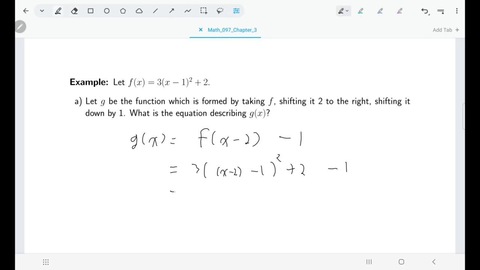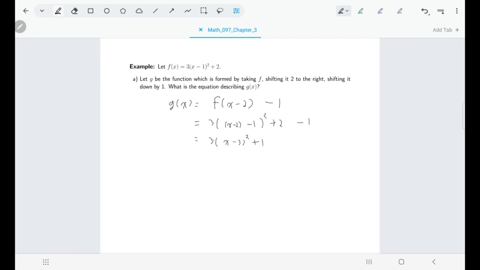There's not much really extra to do other than to say that inside the bracket, x minus 2 minus 1 is x minus 3. And plus 2 and negative 1 gives us plus 1.